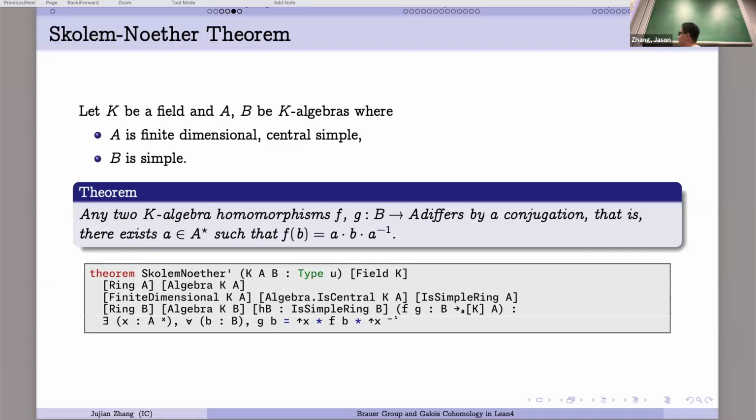Another classical theorem, which we use a lot when we are showing the isomorphic relation between the group cohomology, is something called the Skolem-Noether theorem. This says if A and B are K-algebras such that A is finite dimensional central simple and B is simple, then any two K-algebra homomorphisms from B to A only differ by a conjugation. That is, here there's a typo. Here should be F(b) equals A times G(b) times A inverse.